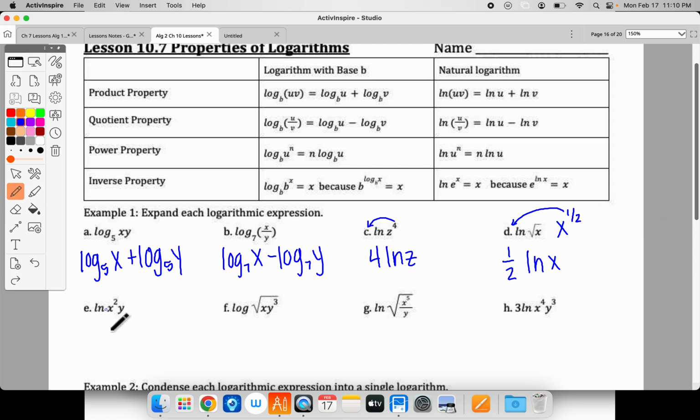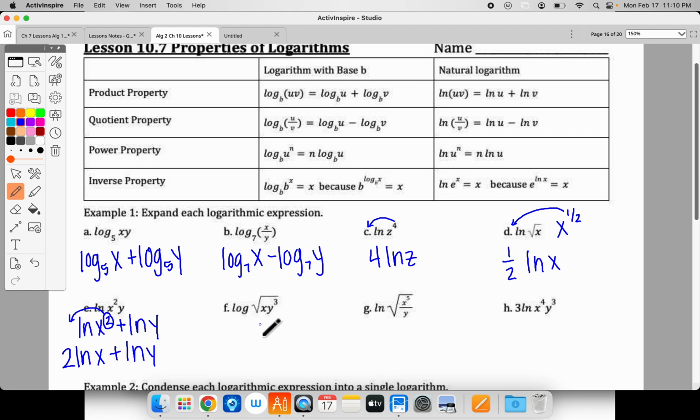Okay, so we got a little combination of them here. We have a power and we have multiplication. So you can separate up the multiplication to addition. And again, those exponents can go out front. It only goes out front for the variable that it's on. Like that 2 does not go out front of y as well. Just the variable it's on.